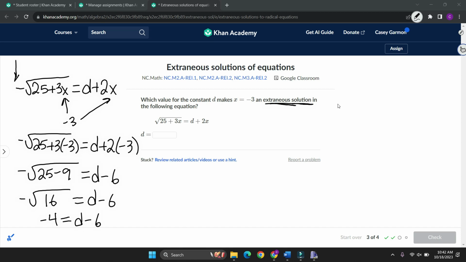And finally, I'm going to solve for d by adding 6 to each side of the equation. And so what this tells us is that the value d equals 2 is the value that will produce the extraneous solution for our square root equation.